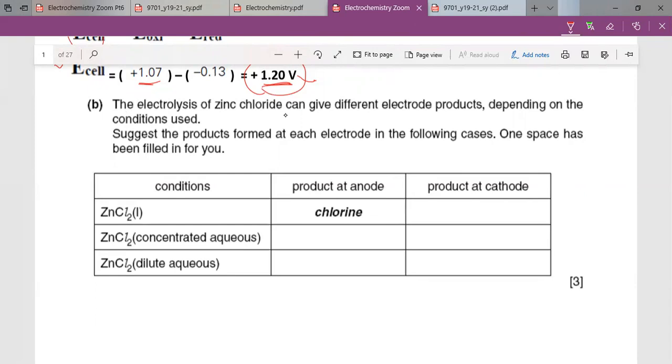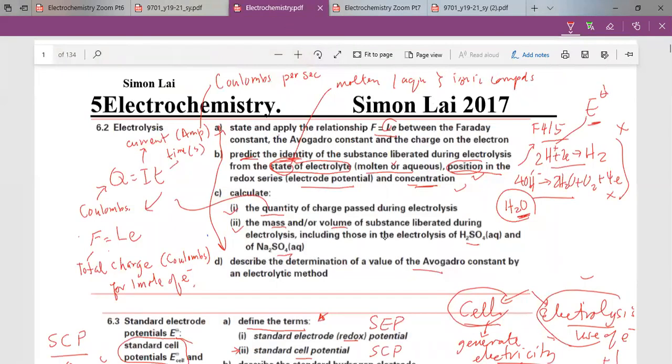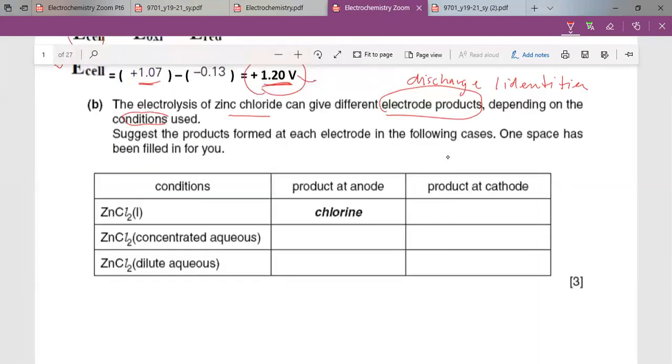Electrolysis of zinc chloride can give different electrode products. So one substance here, under different conditions, will give you different electrode products. What is discharged? Remember, the identity of the things discharged. Remember, they always go back to the original. Predict the identity of the substance liberated. They must fulfill what they ask you in the syllabus. The syllabus is very important. You need to always go back to the syllabus. Otherwise you don't know what you're learning. You learn nonsense. You fail, of course.